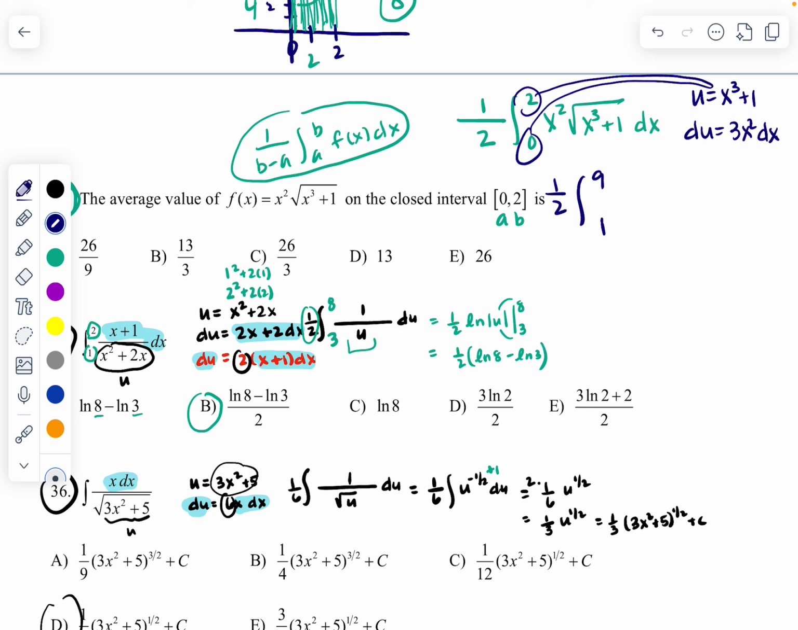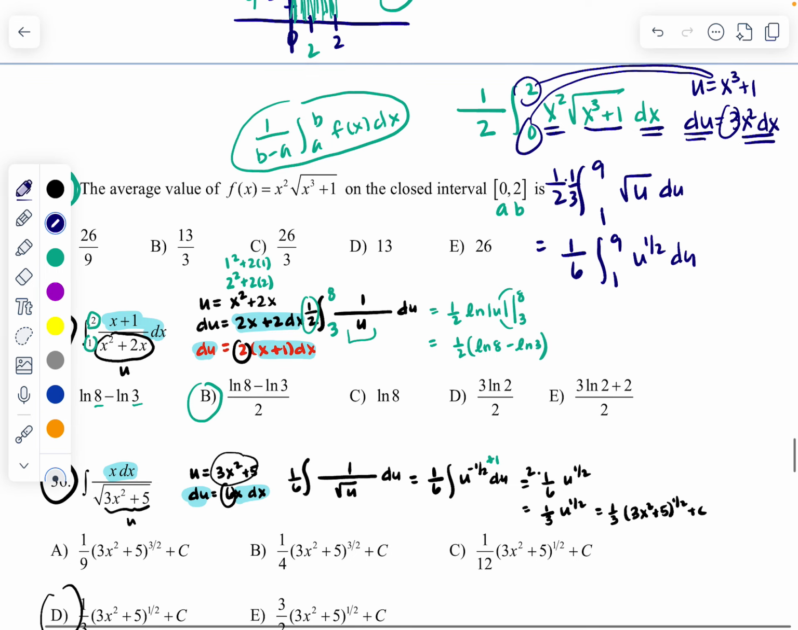Okay, now doing the u sub, I'm going to have the square root of u, because all this became the u. And then look, the x squared dx, that becomes the du. But I have this leftover 3, which means I have to multiply by 1/3 on the outside. Yikes. Okay, so now on the outside, I have a 1 over 6. And this is the integral from 1 to 9. Square root of u is really u to the 1/2 du. So let's integrate this guy.